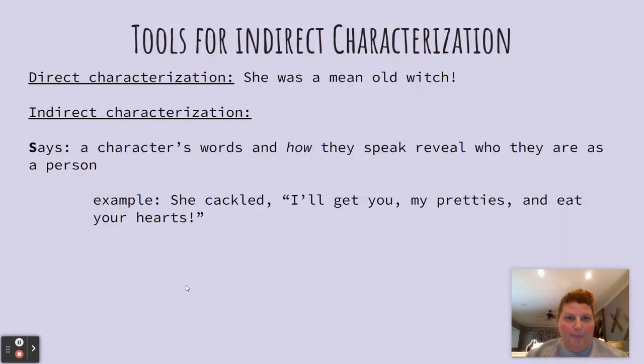These things show us that the character is mean and old without the author telling us directly. Tools for characterization. So remember, the direct characterization is "she was a mean old witch." Each of these examples and ways that the author shows that the character is a mean old witch is done indirectly. So one way is through what the character says. A character's words and how they speak can reveal who they are as a person. For example, she cackled, "I'll get you, my pretties, and eat your hearts."